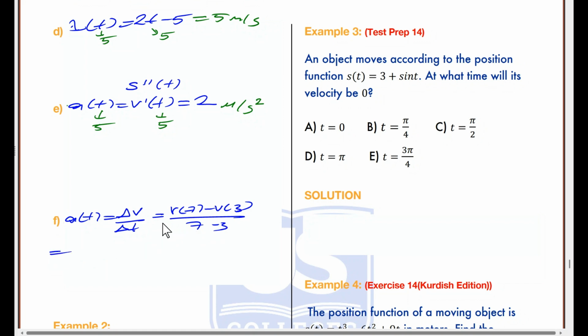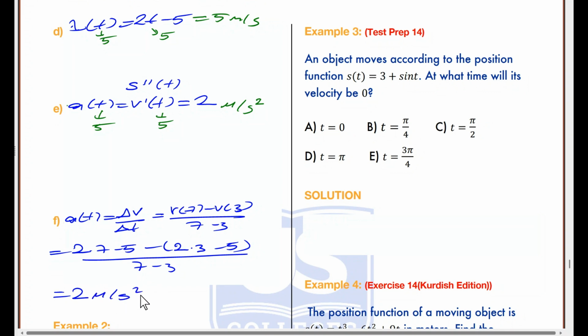Let's substitute 7 for t first. So 2 by 7 minus 5, minus, substitute 3 for t, 2 by 3 minus 5, over 7 minus 3. Let's do the calculations. Subtract this part from that part, divide by 4. We will get 2. 2 meters per second squared will be the average acceleration between those two instants.